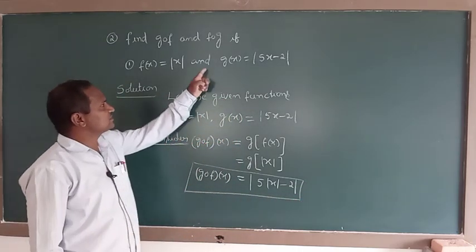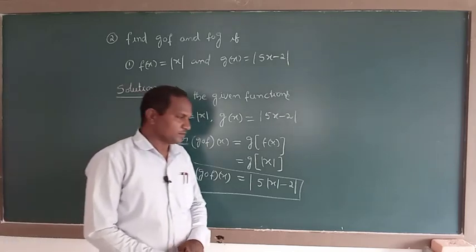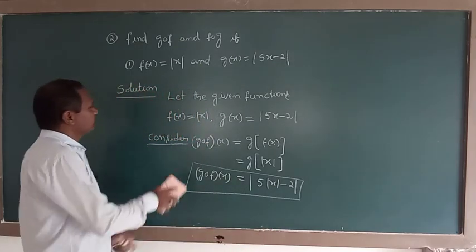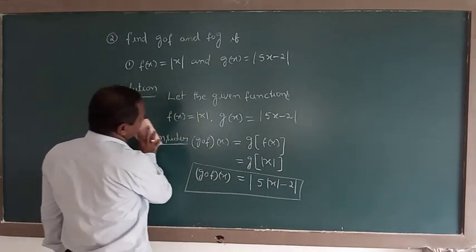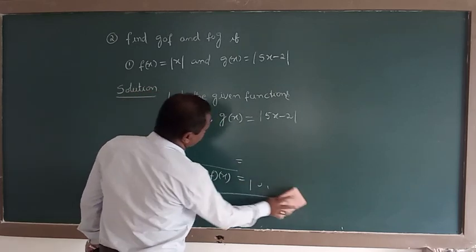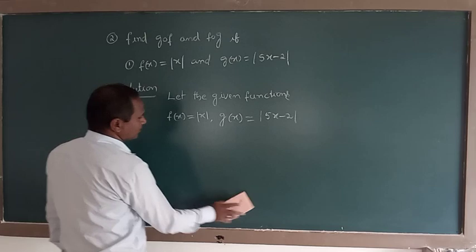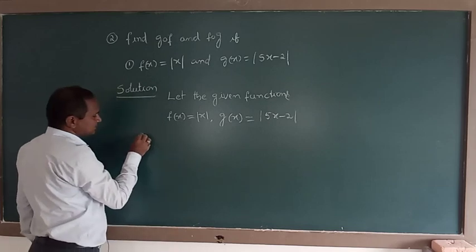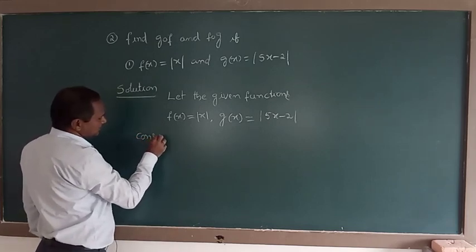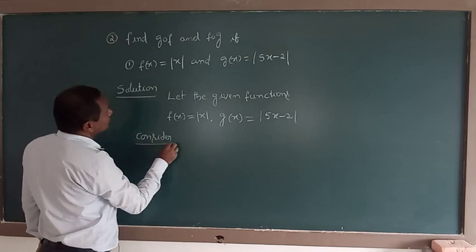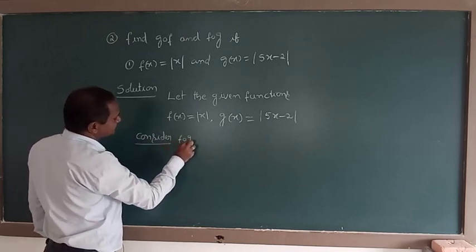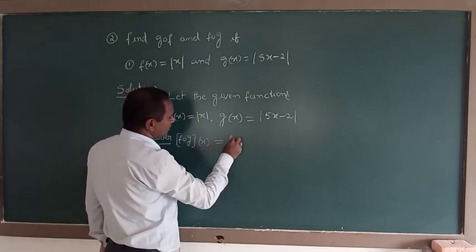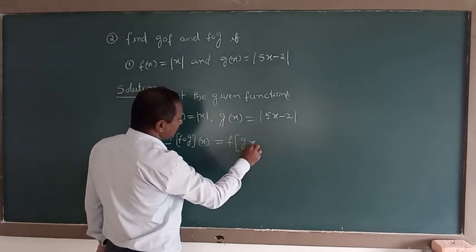Then afterwards, one more question is there, f circle g of x. For f circle g of x also we are going to apply the same formula. Second question, f circle g of x. Consider f circle g of x. f circle g of x is equal to f of g of x.